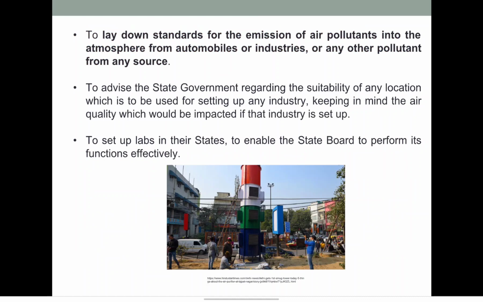State pollution control boards also lay down standards for the emission of air pollutants into the atmosphere from automobiles or industries or any other pollutant from the source. Now it will also advise the state government regarding the suitability of any location which is to be used for setting up any industry. That means if any industry has to be set up in a particular place, it will advise whether this location is suitable for setting up that kind of industry. So if an industry is causing air pollution, then it might not suggest setting up of that industry in a particular location where there is human habitation. So all of this is kept in mind.